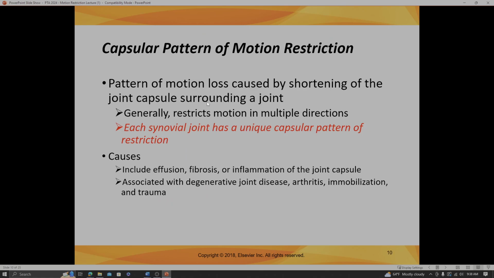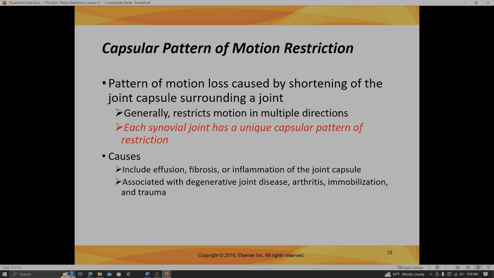Capsular patterns, know the definition. I will give you the list. I'll put the list out there on your supplemental materials, but know the list here. Like, what is a capsular pattern? Well, it's a pattern of motion loss caused by shortening of the joint capsule. So it's a motion loss that has specifically to do with the intra-articular structure of the joint capsule. It's going to restrict motions in multiple directions, and each joint will have a unique fingerprint of patterns that are most restricted depending on the makeup of that joint.